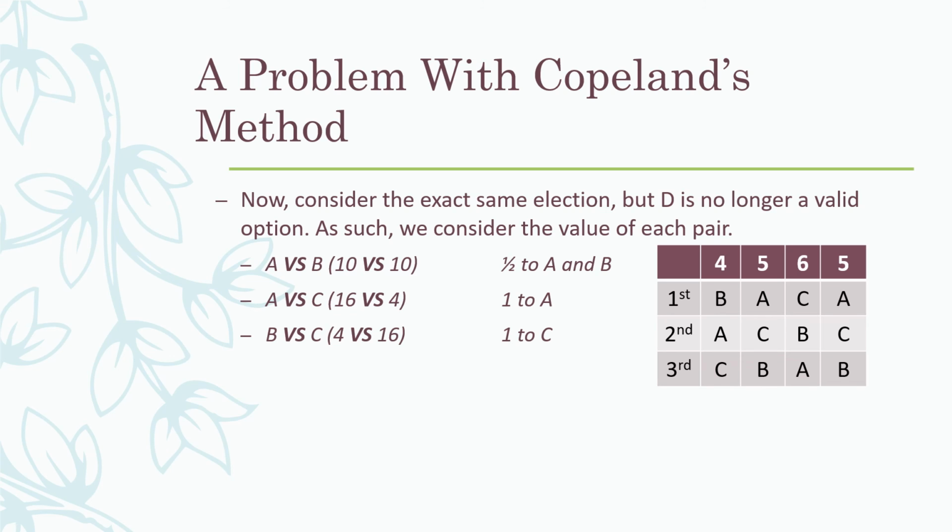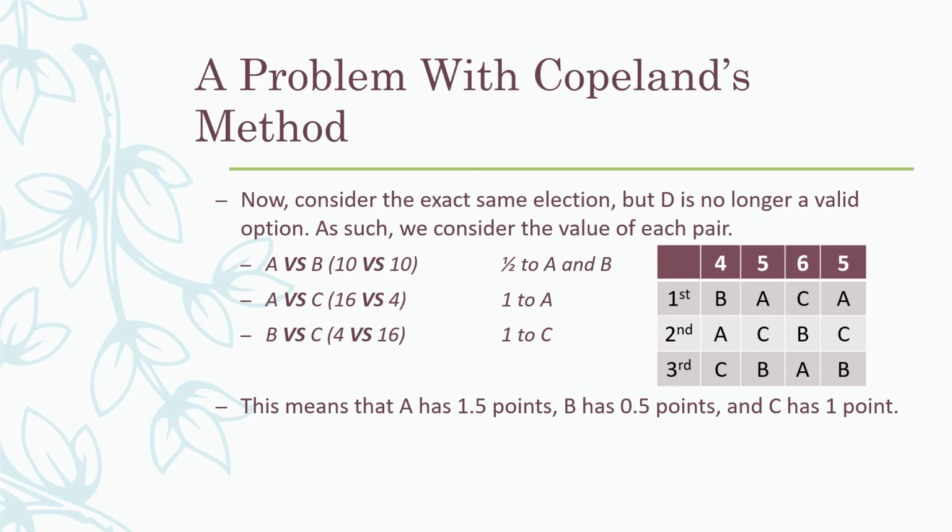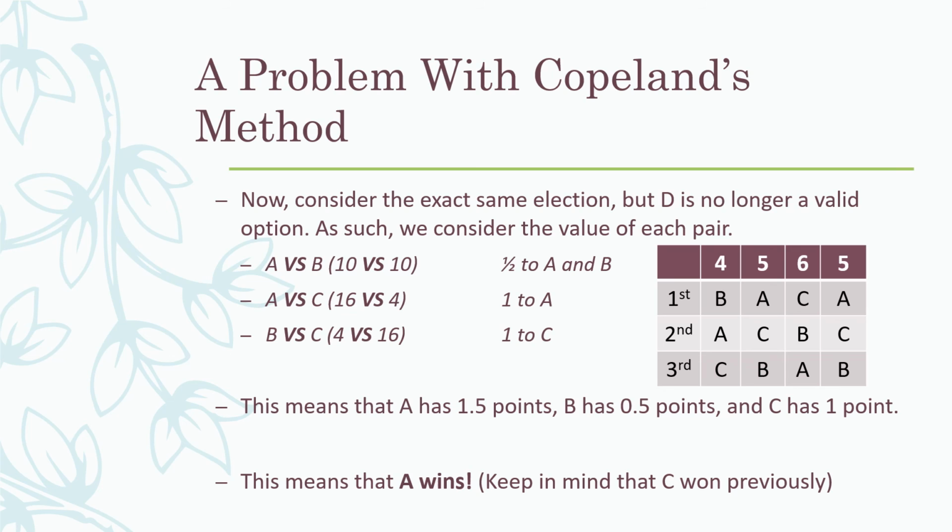These relationships have not changed because none of them were addressed because D quit and none of these are D. But that's it. So that's 1 point to C, 1 point to A, and the half point to A and B. So A has 1.5 points, B has 0.5 points, and C has 1 point. Well, that means A wins. But C won last time. That's kind of strange.